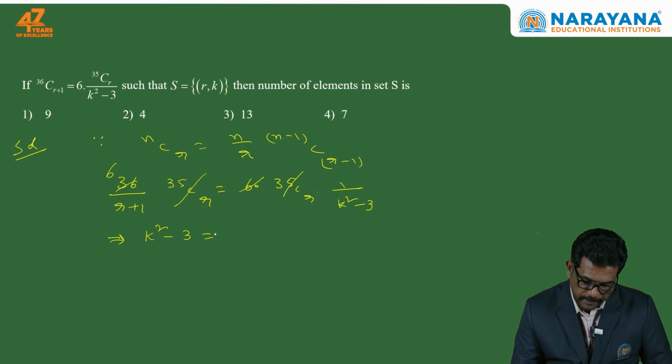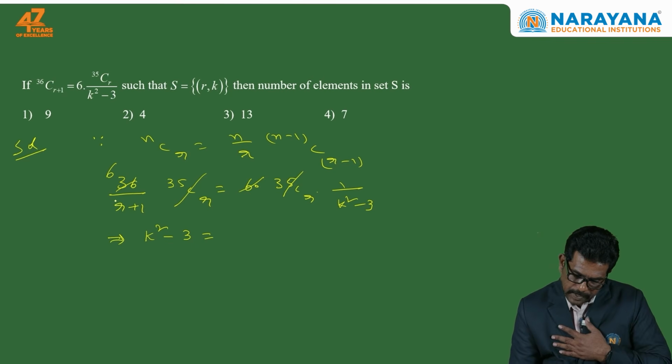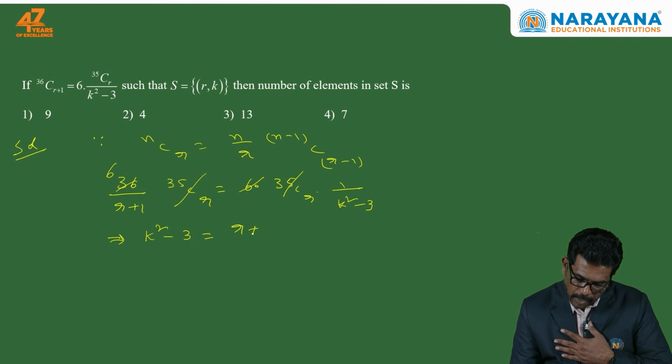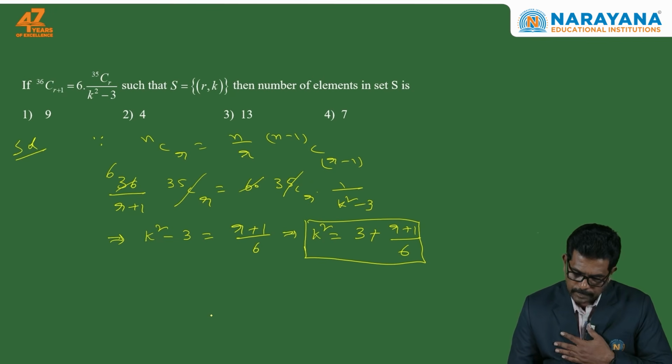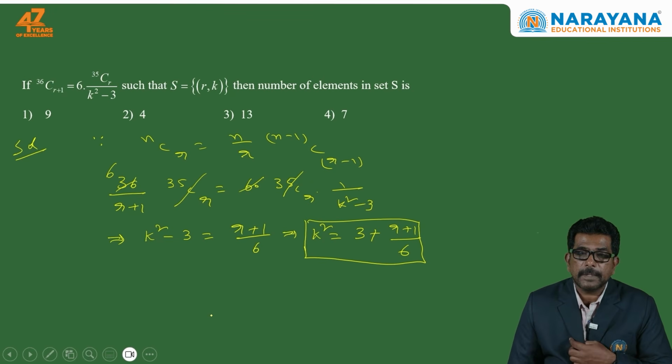k square minus 3 is equal to (r plus 1) by 6, or k square is equal to 3 plus (r plus 1) by 6. k square is equal to 3 plus (r plus 1) by 6.